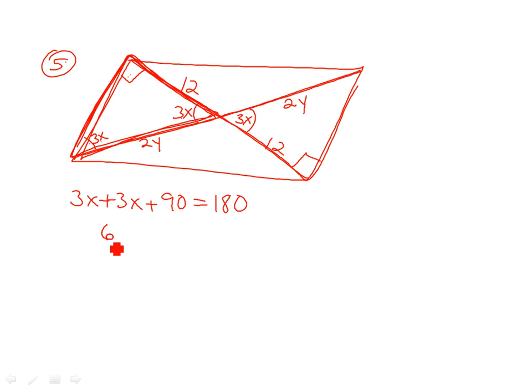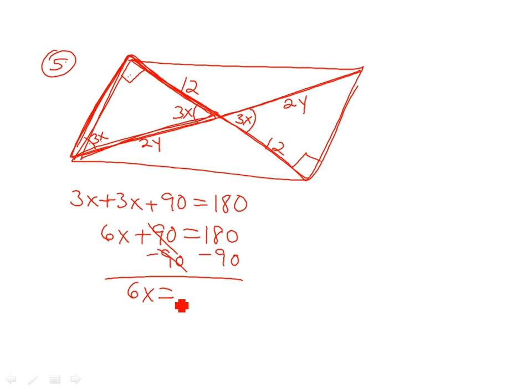3x and 3x give you 6x, right? Subtract 90 on both sides. End up with 6x equals 180 minus 90 is 90, right? Then what? Divide by 6. Get your calculators out. What's x equal? 15. That's part of our answer.